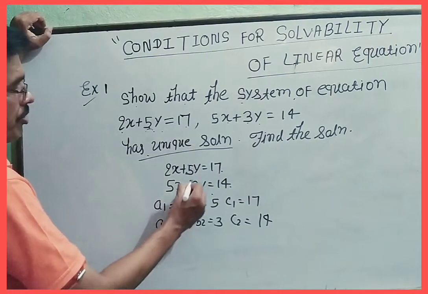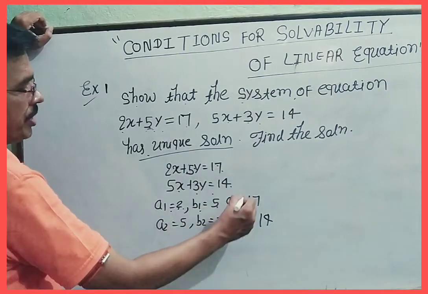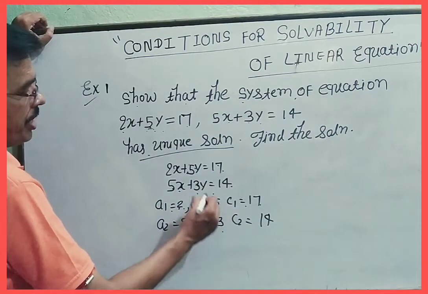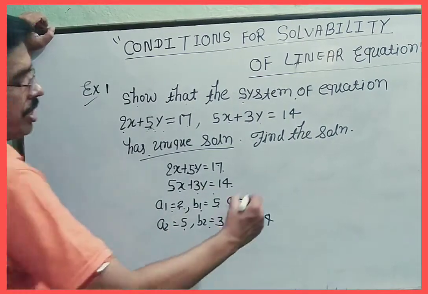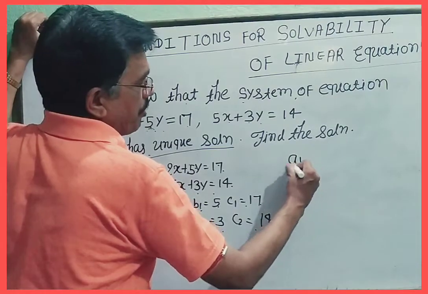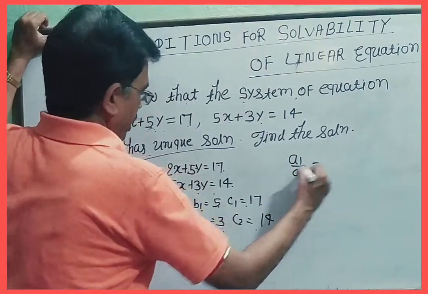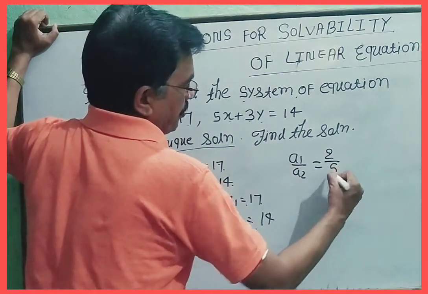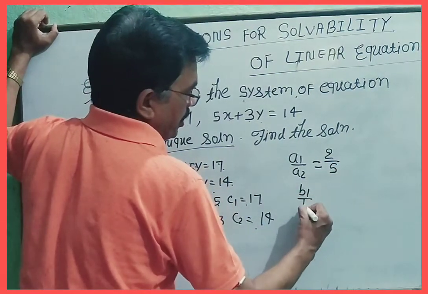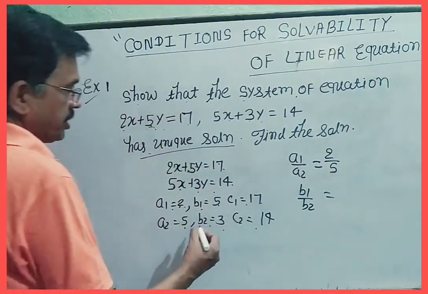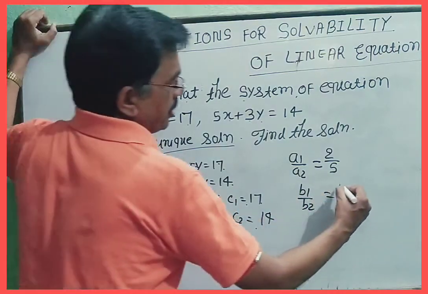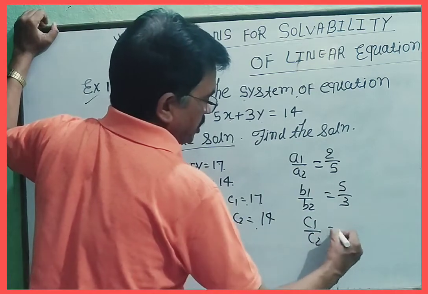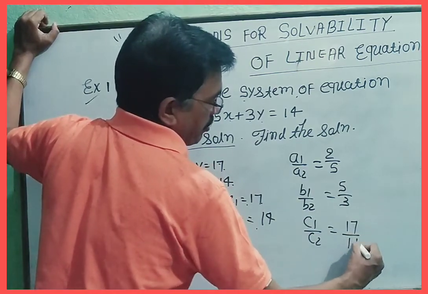So a1 is equal to 2, b1 is equal to 5, c1 is equal to 17 and a2 is equal to 5, b2 is 3 and c2 is 14. You have to first find a1 by a2, that means 2 by 5. What is b1 by b2? That means 5 by 3. And what is c1 by c2? That is 17 by 14.